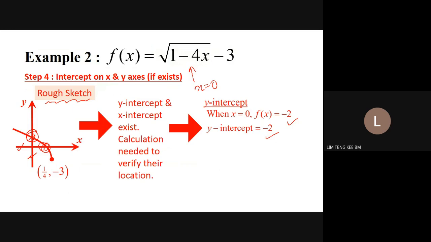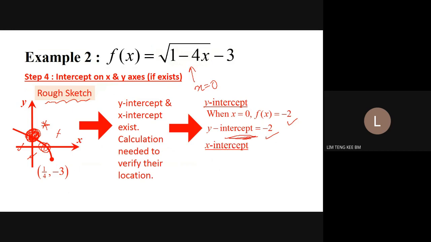So by right, you tengoklah, ini intersection yang saya buat dalam rough sketching sudah salah. Tapi tak apa. Dia hanya sekadar untuk bantu kita tahu y-intercept wujud ke tidak. Sketch salah dalam rough sketching ini tak apa. Nanti kita sketch balik betul according to this value that we have.